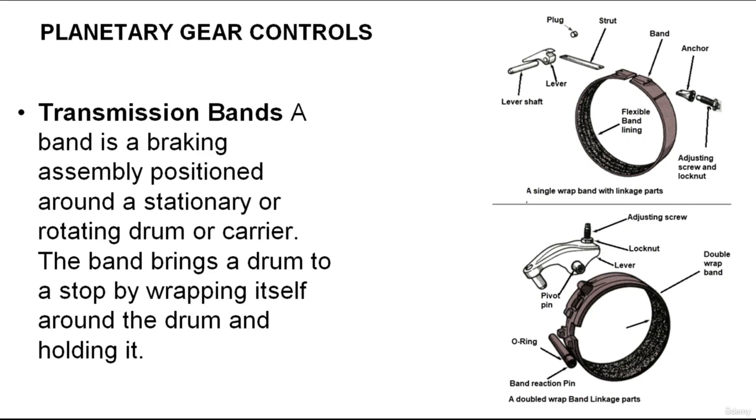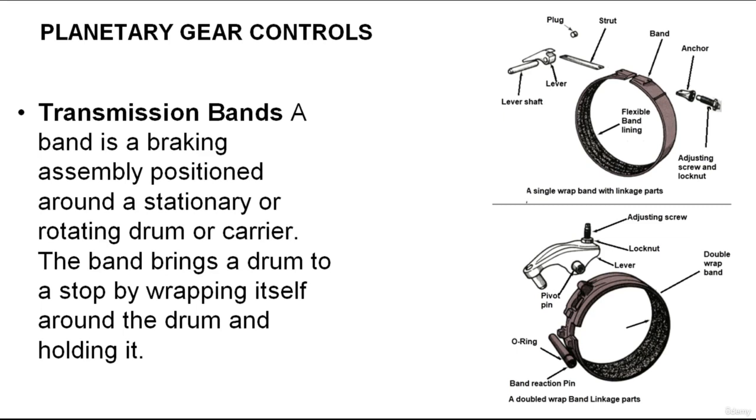A band is a braking assembly positioned around a stationary or rotating drum or a carrier. The band brings a drum to a stop by wrapping itself around the drum and holding it. The band is hydraulically applied by a servo assembly. Connected to the drum is a member of the planetary gear train. The purpose of a band is to hold the member of the planetary gear set by holding the drum and keeping a planetary gear member stationary.